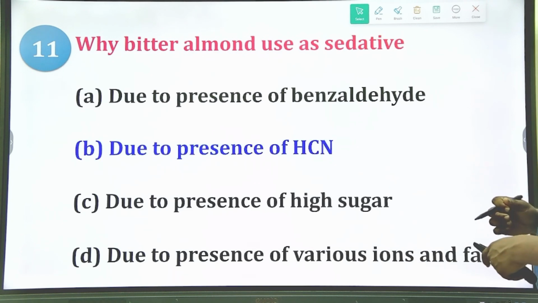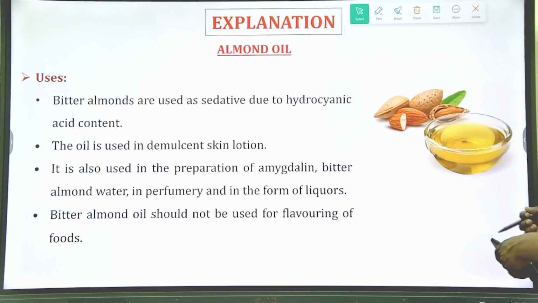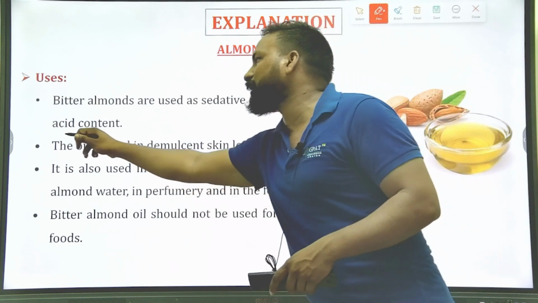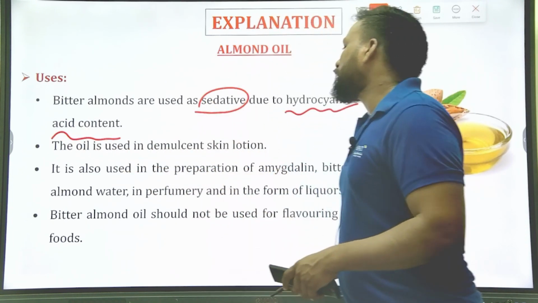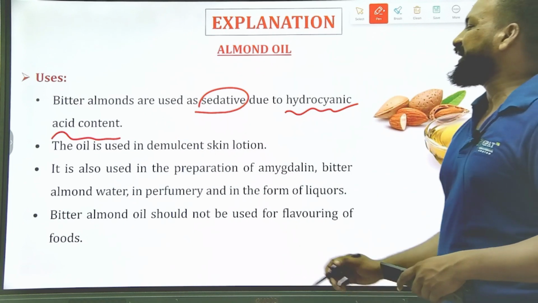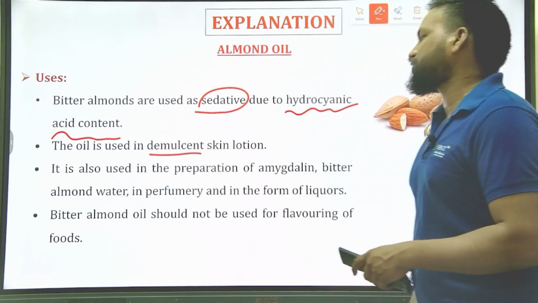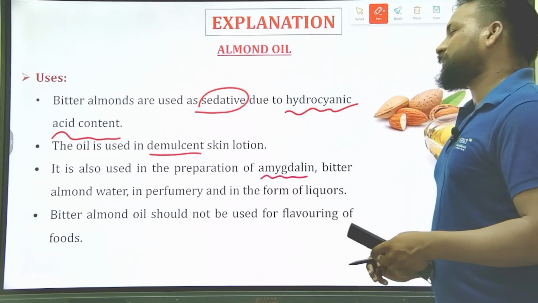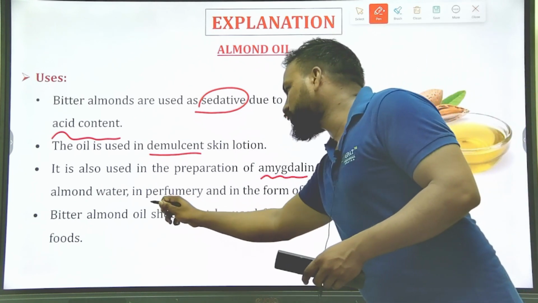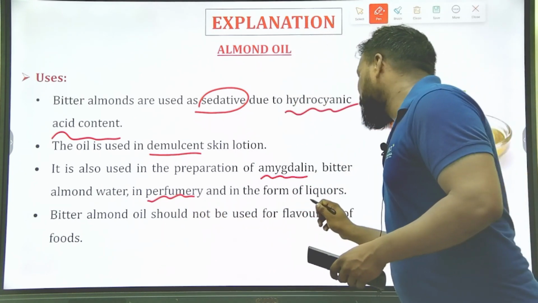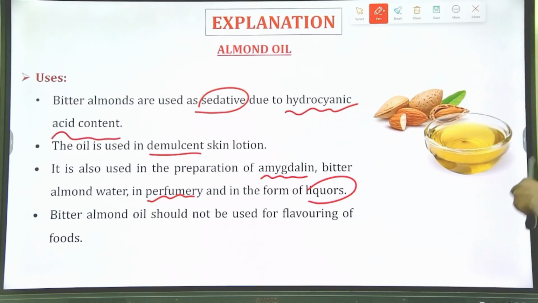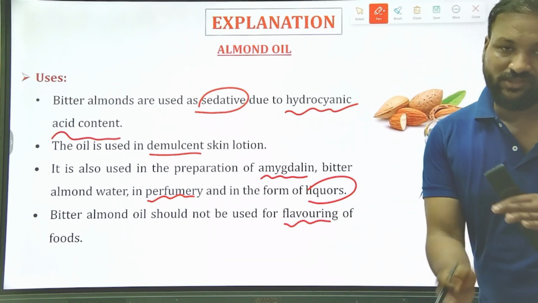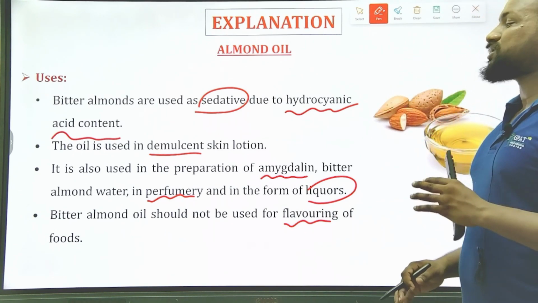Option B, due to the presence of hydrocyanic acid. Because of this hydrocyanic acid in the bitter almond, it acts as a sedative. Also, it can be used as a demulcent in skin lotion, and in the preparation of amygdalin. Amygdalin is also used in perfumery as well as in the form of liquors. But this bitter almond should not be used for the flavoring of foods.